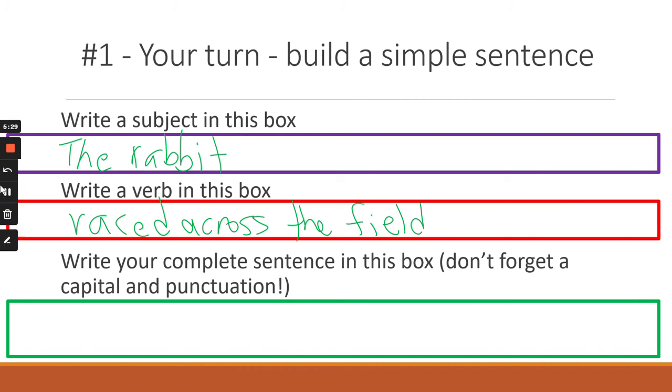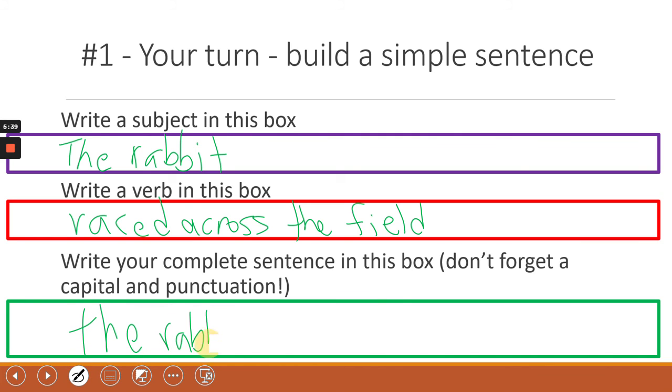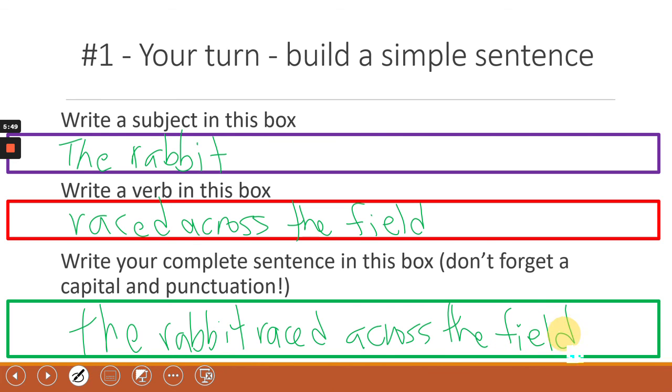Now I have a subject, I have a verb, and now I can write my complete sentence. The rabbit raced across the field. Before I say I'm done, I need to make sure it's a complete sentence. So I'm going to check. Does it have a subject? Yep, it has the rabbit. Does it have a verb? Raced across the field. Cool. I've got a who or a what, and I've got them doing something.